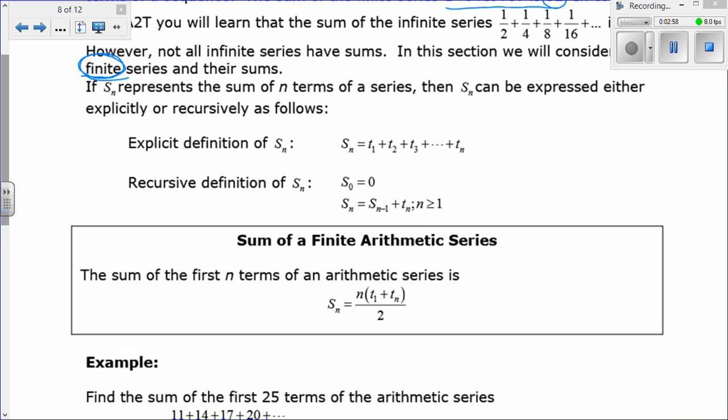If S sub n represents the sum of n terms of a series, then S sub n can be expressed either explicitly or recursively as follows. An explicit definition would be S sub n is equal to t sub 1 plus t sub 2 plus t sub 3 plus all the way up to t sub n. A recursive definition is S sub 0 is equal to 0, and S sub n is equal to S sub n minus 1 plus t sub n.